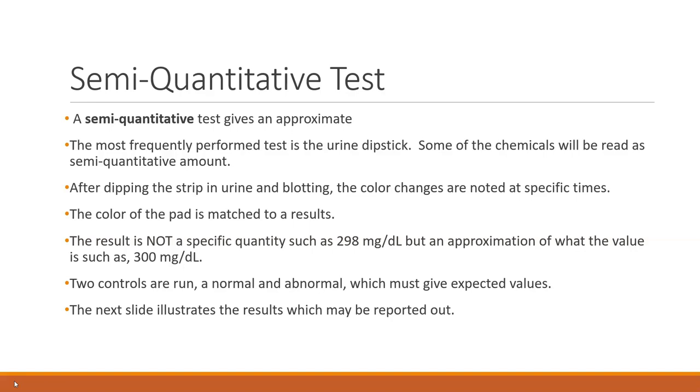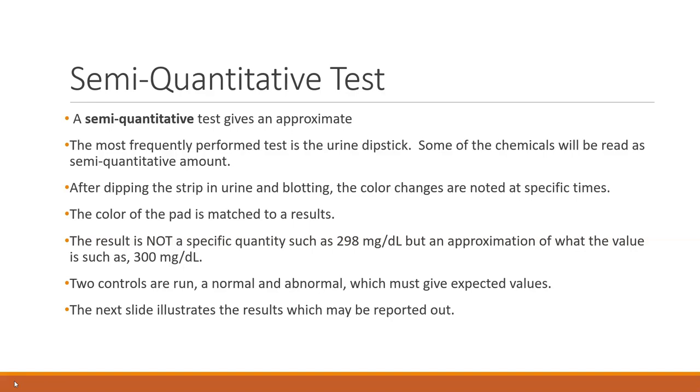The result is not a specific quantity. For example, on a chemistry analyzer, we have 298 milligrams per deciliter. But it may have an approximation that this equals approximately 300 milligrams per deciliter. Two controls are run, a normal and an abnormal, which must give the expected values. So the normal would be normal for everything. The abnormal would be abnormal for everything. Also, when you're in training, it gives you a good idea of what a positive or abnormal result looks like.